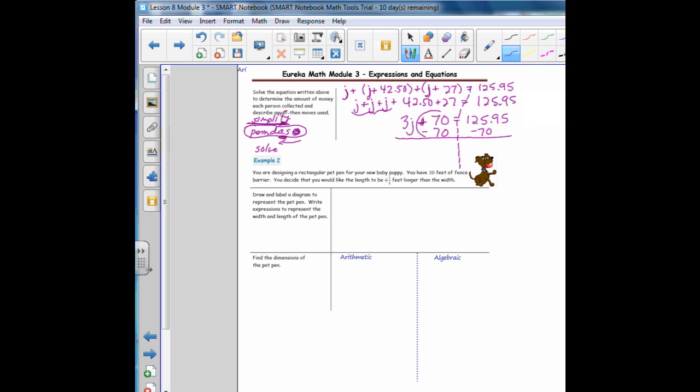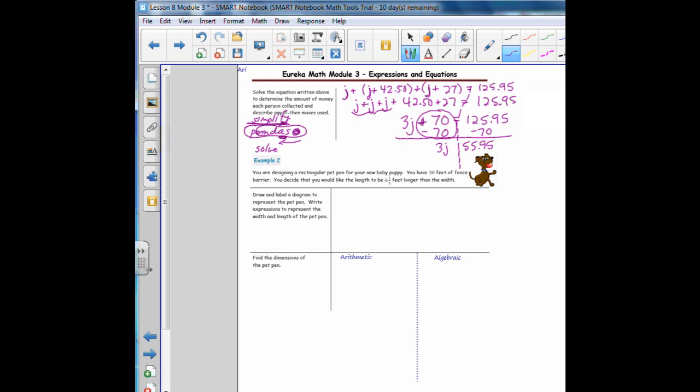So here we have a positive 70 and a negative 70, and that equals a zero pair. And 3J plus 0 is 3J. And 125.95 minus 70 is 55.95. And you might recognize this from the previous page where we had 55.95 that we split up between the three units. So now 3J means to multiply.